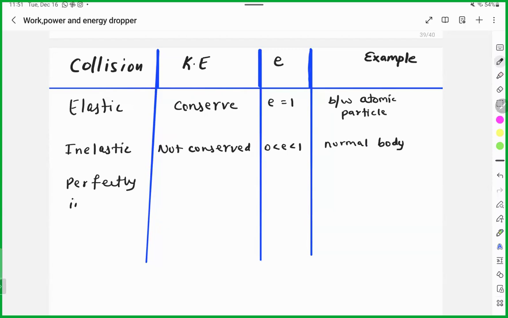Then perfectly inelastic collision. In this case, there will be maximum loss of kinetic energy, because both will move together. And here E value will be 0 because both are moving together. It happens during a shoot.